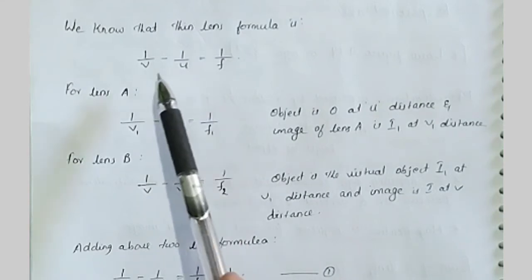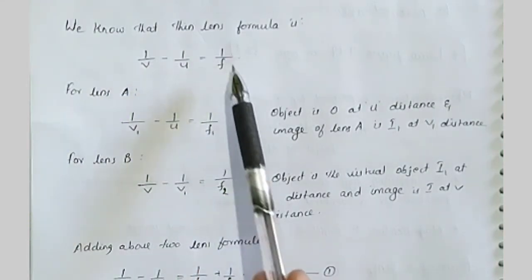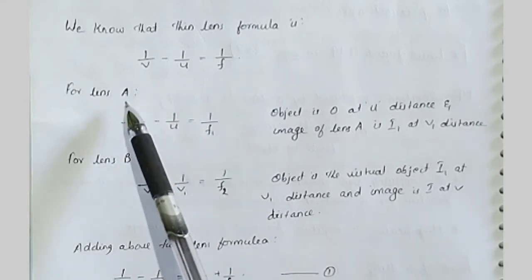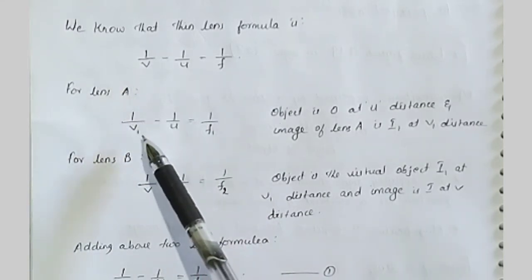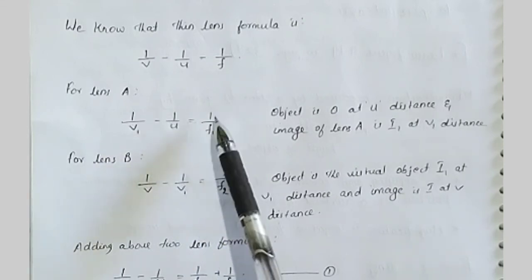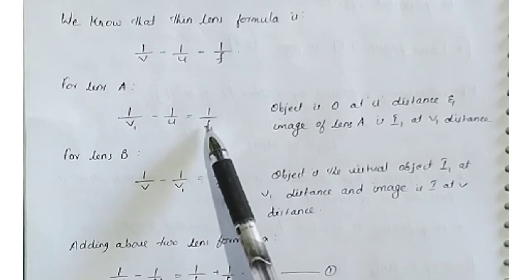So we know that the thin lens formula is given by 1 by v minus 1 by u is equal to 1 by f. So for the lens A, the image distance is v1, so 1 by v1 minus 1 by u is equal to 1 by f1. f1 is the focal length of the first lens.